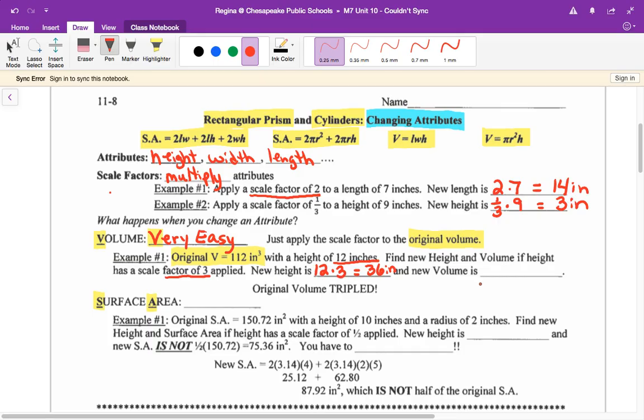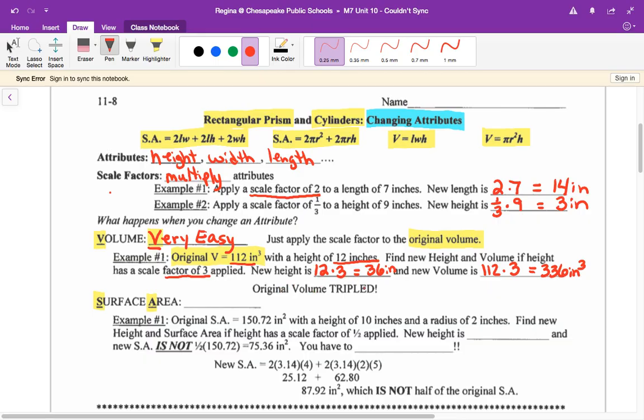Now, we don't have to start all over again for the new volume. If the original volume was 112, we're just going to times that by 3. And all we have to do is use our calculator at this point, 336 inches cubed. So if they ask you for volume, you can just apply the scale factor to the actual volume. You don't have to plug it in and start all over. So volume, very easy. Just apply the scale factor to the volume that you already found. Okay, look what happened.